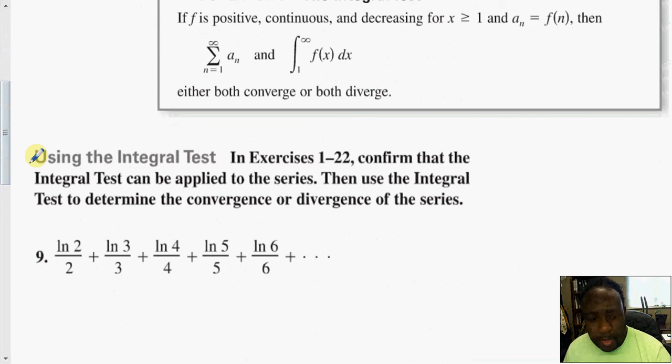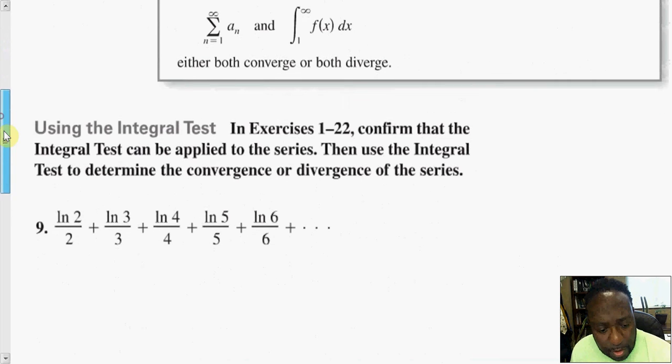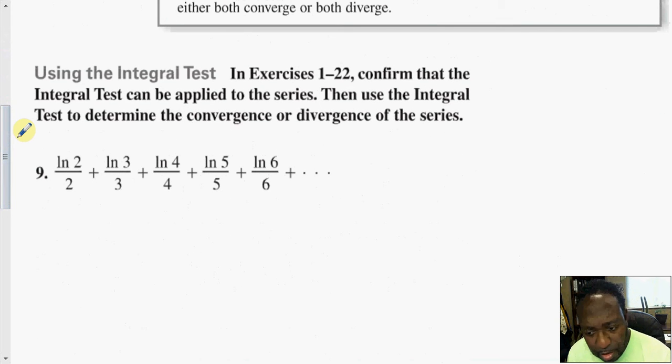So first, confirm that the integral test can be applied. That is, are the values for f, or the sequence values, positive, are they continuous, and are they decreasing? For number 9, yes, that is the case. Then use the integral test to determine the convergence or divergence of the series. Well, first, it's probably good to be able to determine what this is.